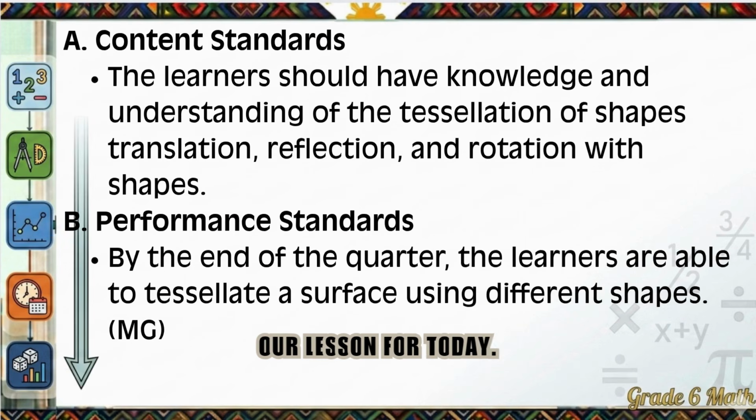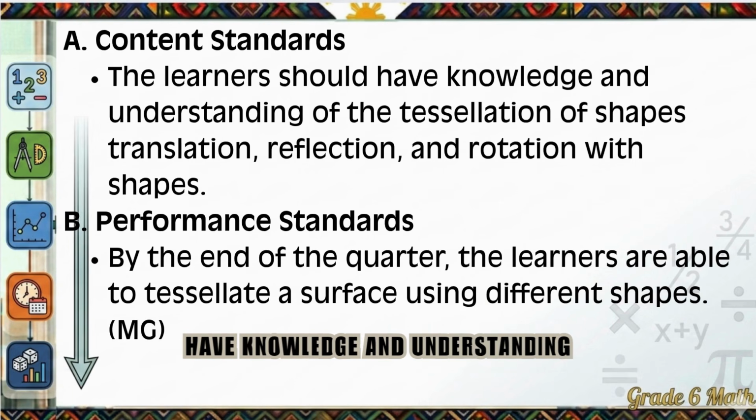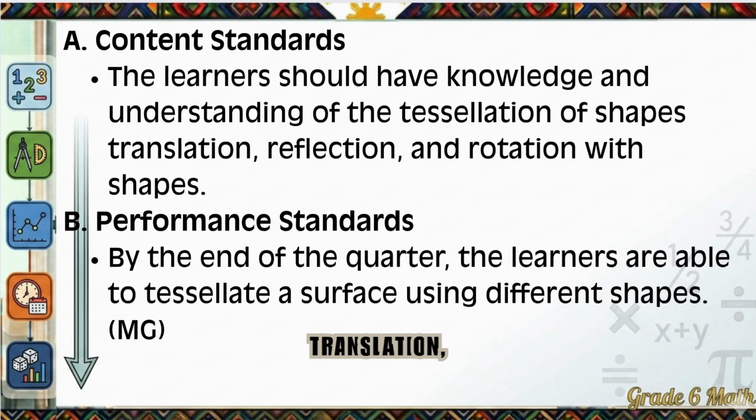Basis of our lesson for today. A. Content standards. The learners should have knowledge and understanding of the tessellation of shapes, translation, reflection, and rotation with shapes. B. Performance standards. By the end of the quarter, the learners are able to tessellate a surface using different shapes.